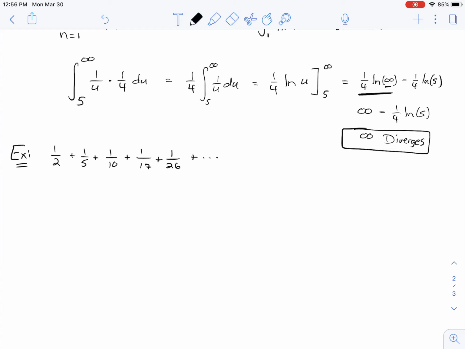Now, it's not at all obvious what this is, so I'm going to give you a hint. This is based off of 1/n squared. If you look at these, it's 1/n squared plus 1. And n goes from 1 to infinity. Again, the test for divergence would fail on this because as we go to infinity, the term 1/n squared plus 1 is going to go to 0. But we can use the integral test here.